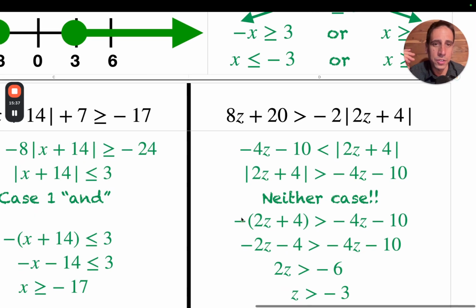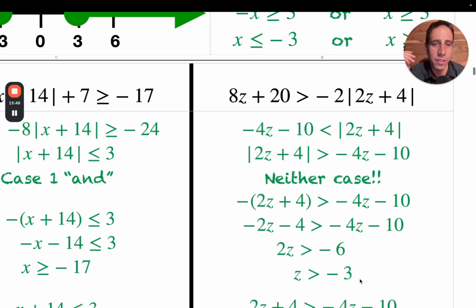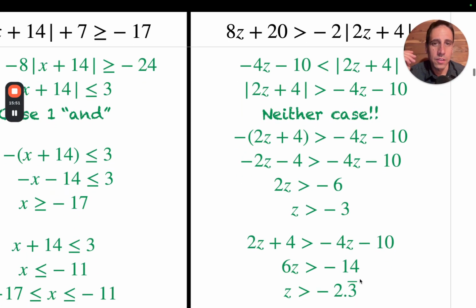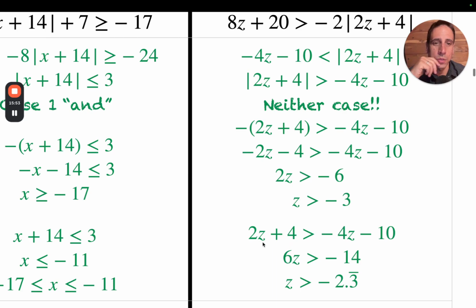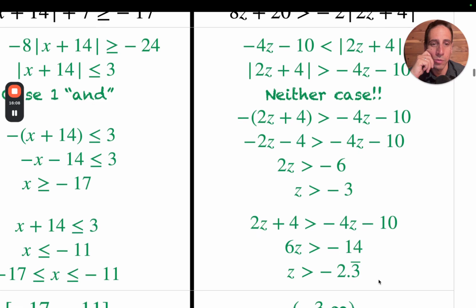Let's solve the negative version first. We get this, distribute, and then add 4z to both sides, add 4 to both sides, and you get 2z is greater than negative 6, or just z is greater than negative 3. Okay, awesome. Let's solve the positive version, and you still add 4z to both sides, and then you can still subtract 4 from both sides, and then you get 6z is greater than negative 14. Dividing both sides by 6, you get z is greater than negative 2.3, repeating.